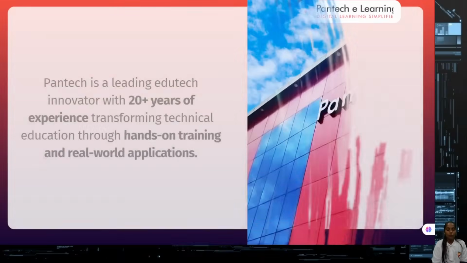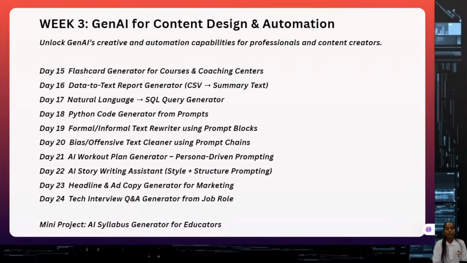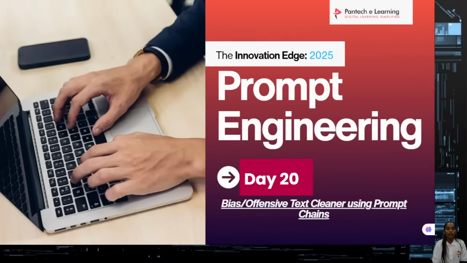Welcome to the Prompt Engineering Masterclass of the 30 days. We are now at day 20 in the third week, and within 3 to 4 days week 3 will be complete. Then we can go for week 4, the final week. So today we are discussing the bias offensive text cleaner using prompt chains.